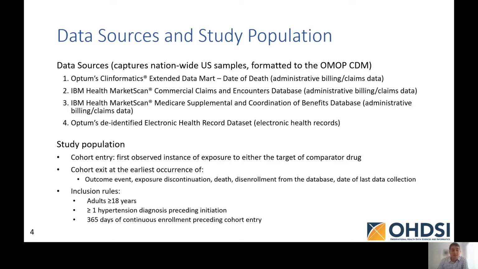Within each of these databases, we selected cohorts of patients at the point of their first observation of exposure to either the target or the comparator drug. We defined cohort exit as the earliest occurrence of the outcome event, the exposure discontinuation, death, disenrollment from the database, or the date of last data collection. We applied 3 inclusion rules to each cohort, including that the patients were adults, that they had at least 1 hypertension diagnosis preceding their initiation, and at least 365 days of continuous enrollment in the database before cohort entry.